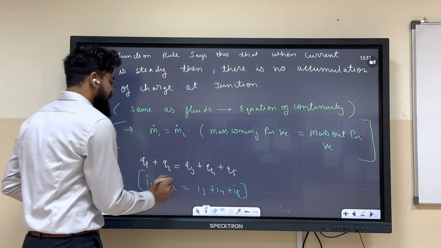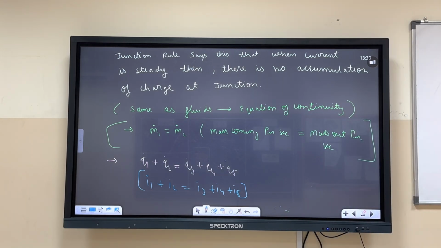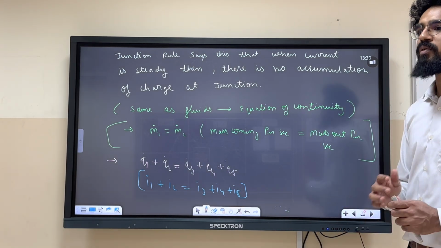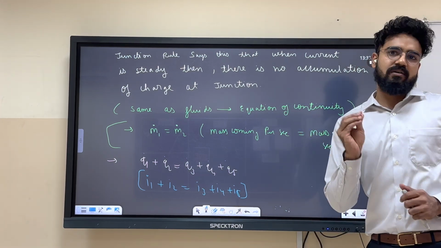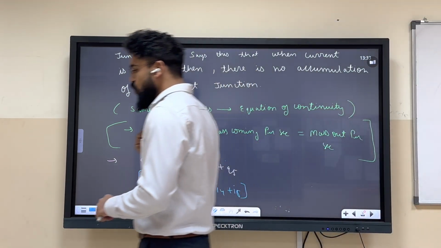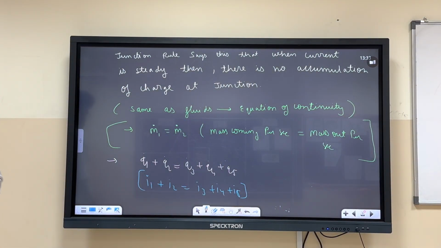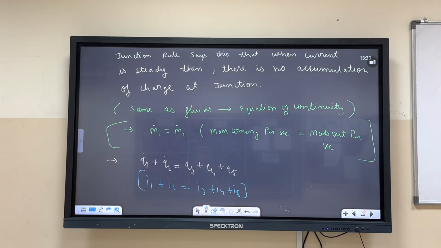So if they are asking on what principle this rule is based, you should answer that it is based on the fact that no charge can accumulate at a junction. Simply, whatever current is coming, it should go away. And charge accumulation is strictly prohibited.